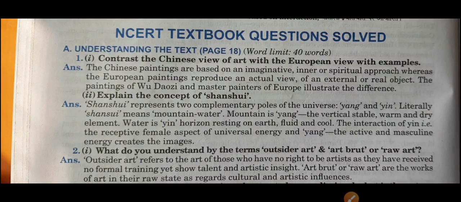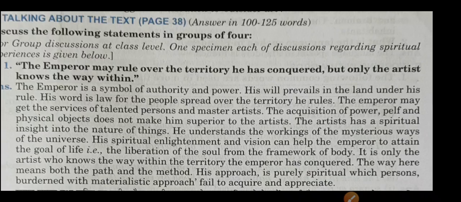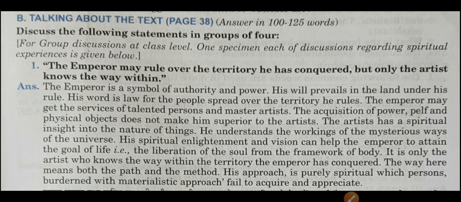What do you understand of the terms outsider art and art brut or raw art? Outsider art refers to the art of those who have no right to be artists, as they have received no formal training. Children, art brut, just now we have discussed Jean Dubuffet, Nek Chand, that's the thing. So, what is outsider art? These people don't have a particular training of any kind, but they are creating marvels. Next question, children.